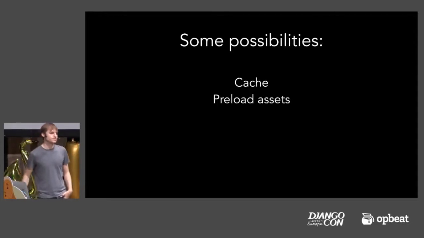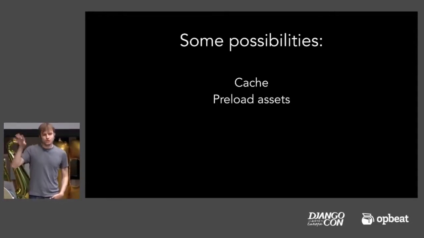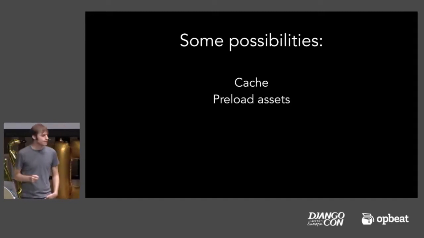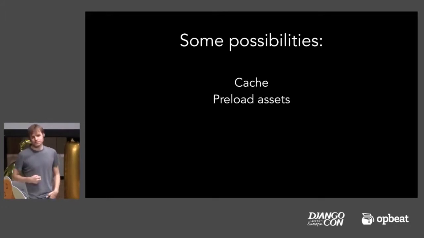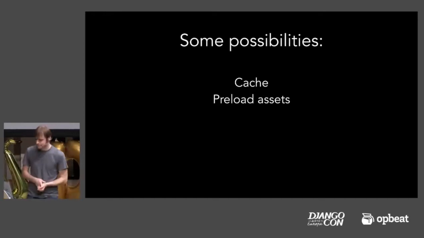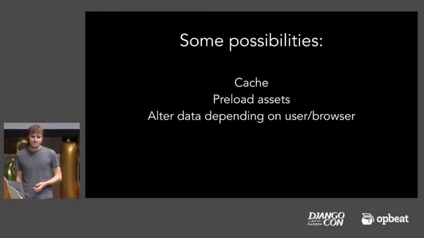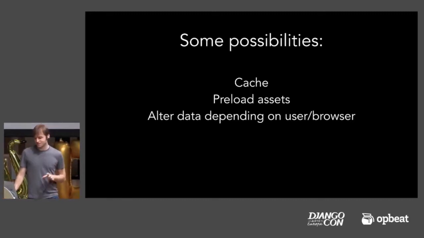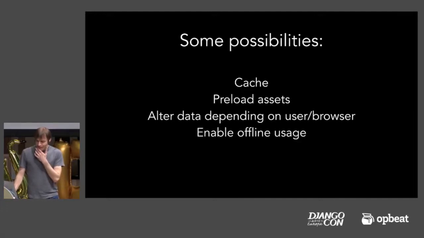There's a little hook in your service worker to run a bunch of code when the service worker is activated on the user's machine. And one very common thing to do there is to just preload a bunch of stuff that will be probably used on every page, such as your core CSS, maybe some JavaScript. You can alter data depending on who your user is, maybe your user's capabilities. So you can get kind of crafty. And most interestingly, you can enable offline usage, which I demonstrated.